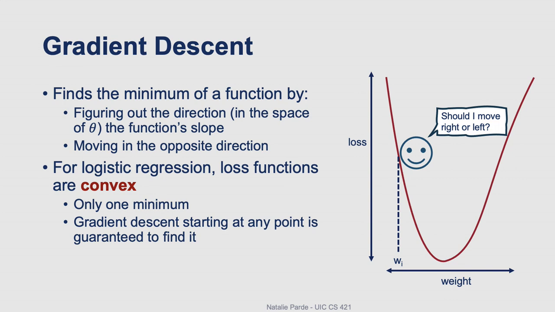On the x-axis, we have our possible weight values ranging from negative on the left to positive on the right, and on the y-axis, we have our loss values ranging from low at the bottom to high at the top. We plotted our loss function curve in red.